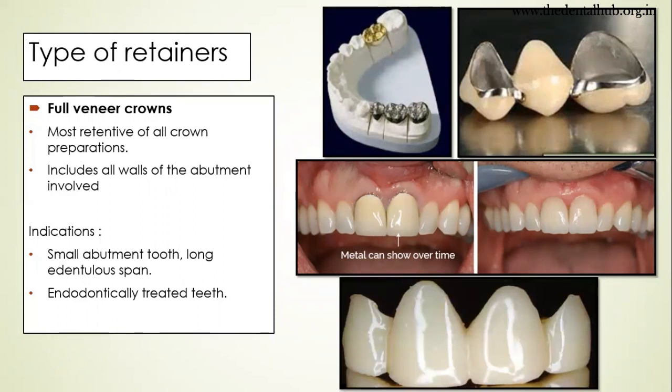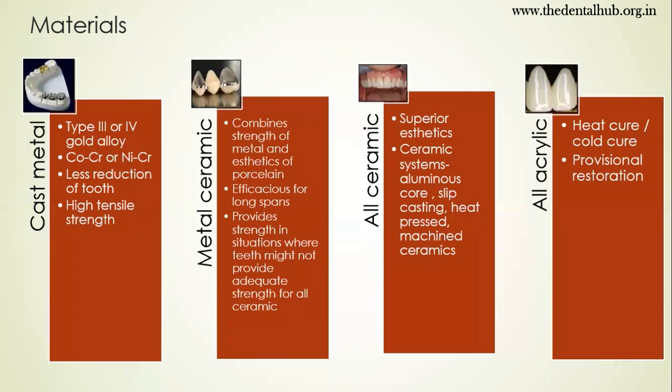So here only I'll take a moment to go about the materials also, because whatever kind of tooth coverage it is, the type of materials are basic. So like first is cast metal. We can use a type 4 or type 3 gold alloy, or we can use cobalt chromium or nickel chromium alloy depending upon what is the allergy status of the patient. The advantage is there's less reduction of tooth, there's high tensile strength, but disadvantage is obviously the metal show.